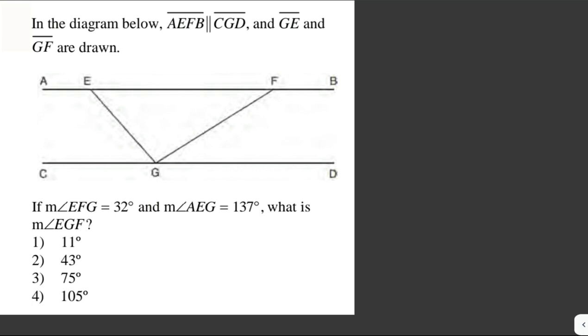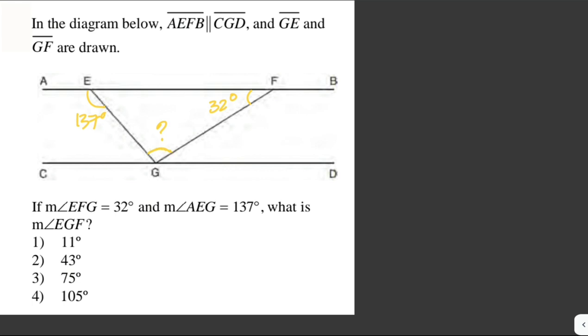In the diagram below, AEFB is parallel to CGD, and segments GE and GF are drawn. If the measure of angle EFG is 32 degrees, and the measure of angle AEG is 137 degrees, what is the measure of angle EGF? Okay, we're given this figure with the given angles, and we just have to solve for angle EGF, this one here.